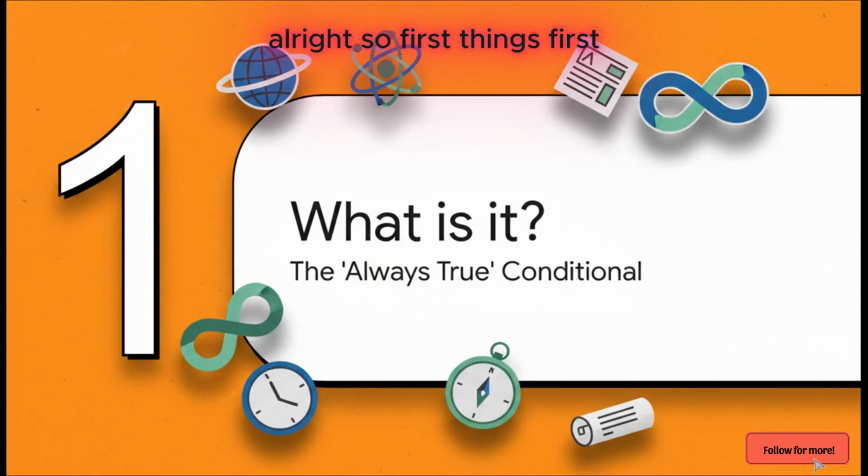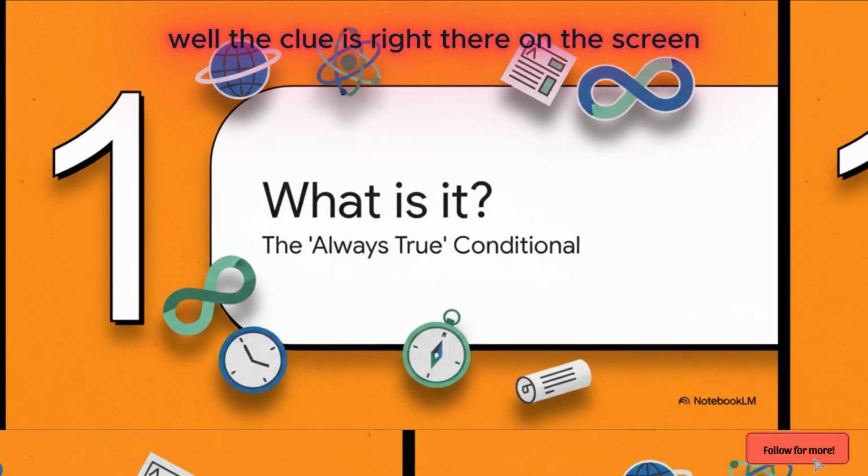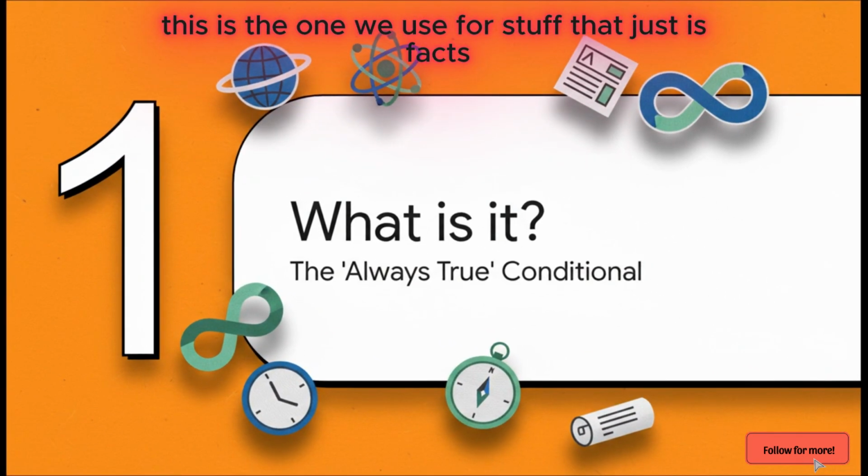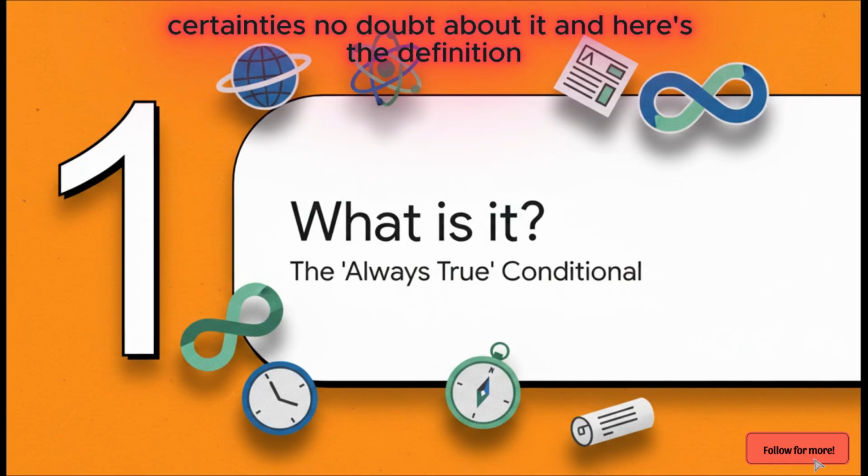All right, so first things first, what even is this zero conditional? Well, the clue is right there on the screen. It's the always true conditional. This is the one we use for stuff that just is. Facts, certainties, no doubt about it.